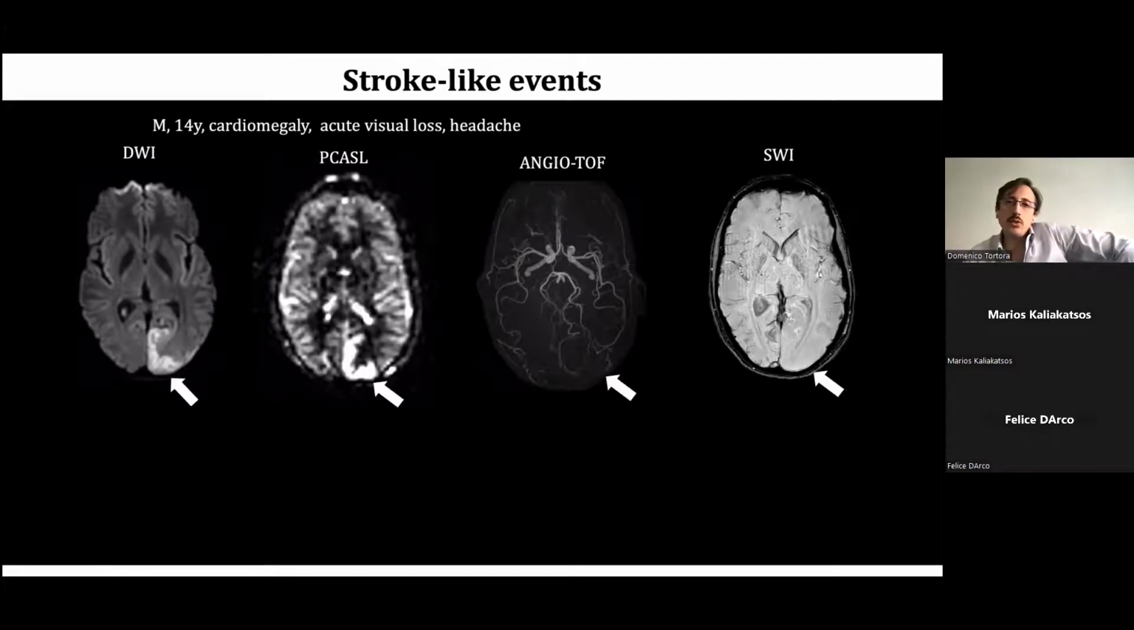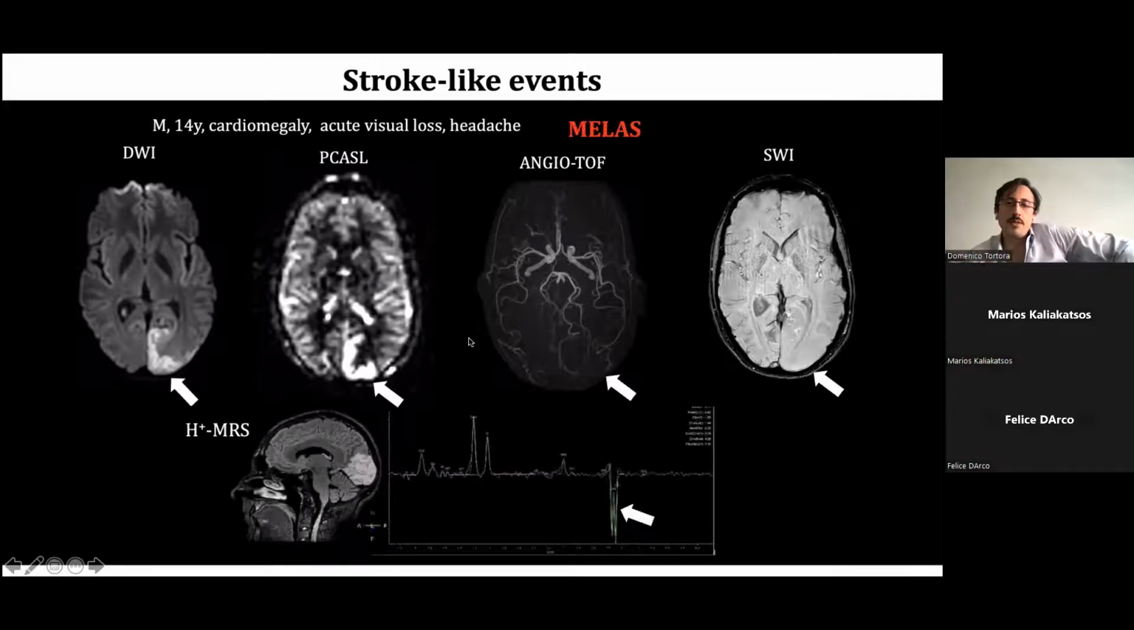So collecting all the data, probably the first MR image may suggest a possible acute ischemic stroke, but the other sequences are not consistent with this hypothesis. So it's important to use other advanced techniques, for example, MR spectroscopy, because the presence of a huge peak of lactate confirms the suspicion of a metabolic disorder, a mitochondrial disorder. This is the typical pattern of a stroke-like event in MELAS.